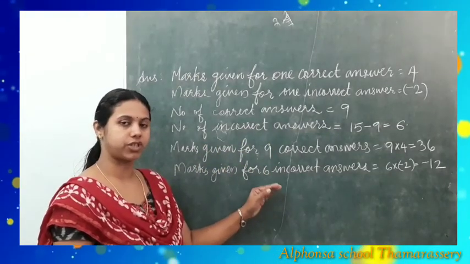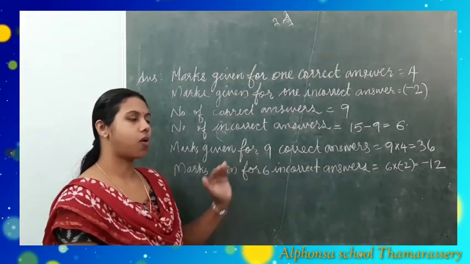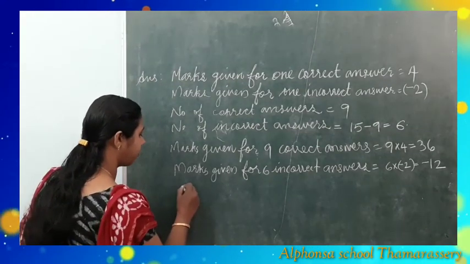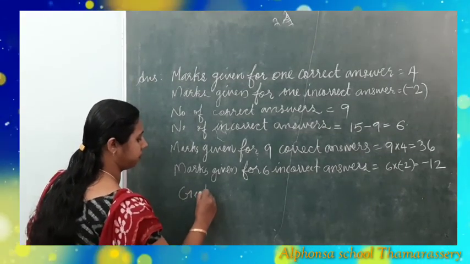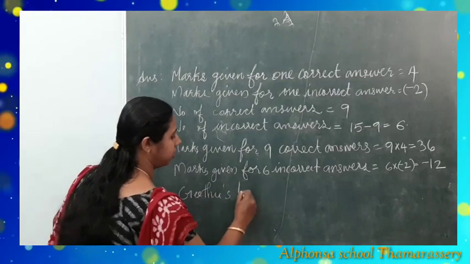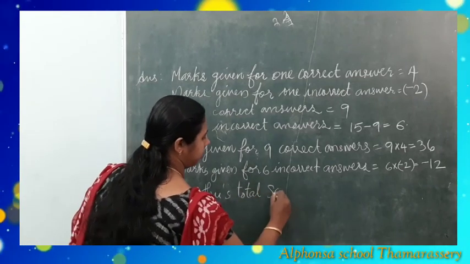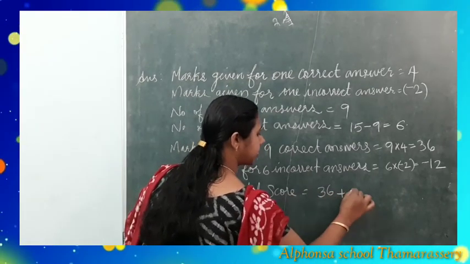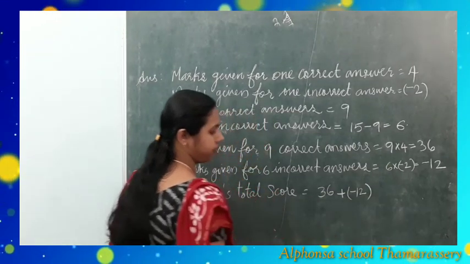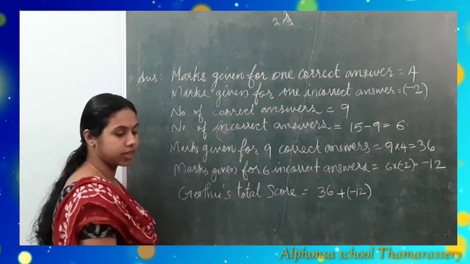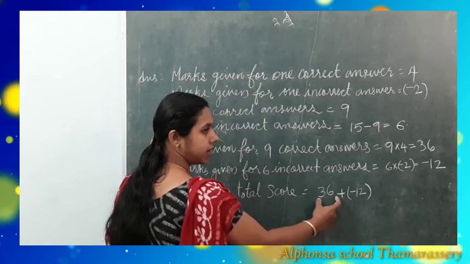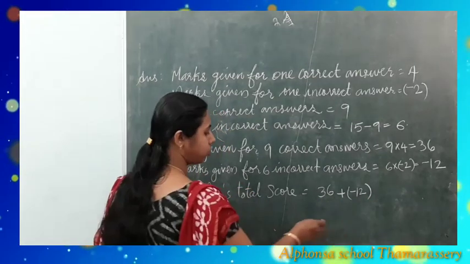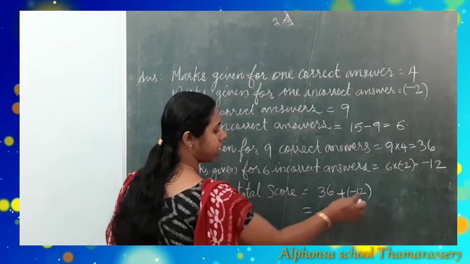Total number of questions, she attended all the questions. So the score will be the sum of these two marks. So Geetu's total score is equal to 36 plus minus 12, the sum of these two marks. 36 is the correct answers mark, minus 12 is the incorrect answers mark. Sum of these two is equal to 36 plus minus 12.